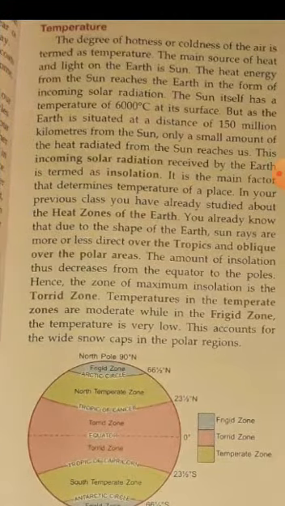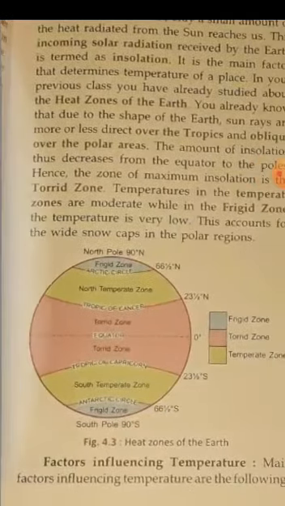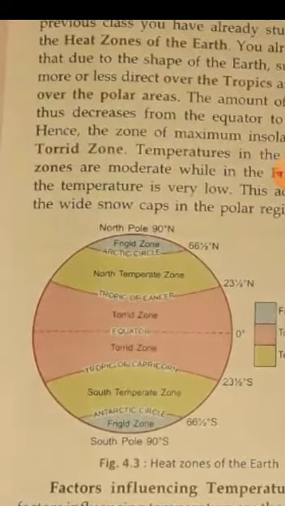Hence, the heat of the zone of maximum insolation is the torrid zone. Temperatures in the temperate zone are moderate, while in the frigid zone, the temperature is very low. This accounts for the white snow caps in the polar region. You can see here the diagram of heat zones of the earth.